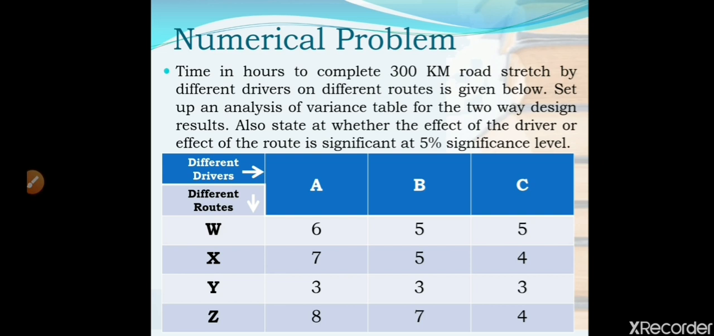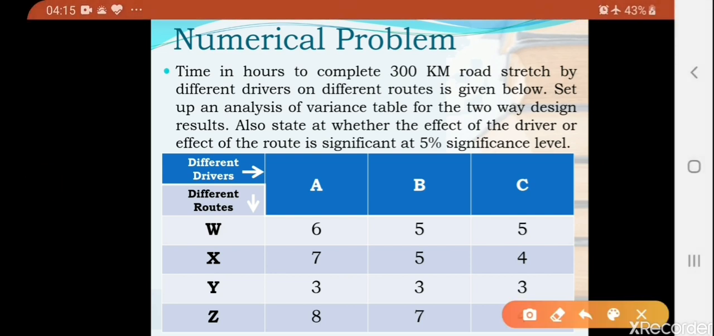So we will do this with the help of an example. Time in hours to complete a 300 km route stretch by different drivers on different routes is given below. Set up an analysis of variance table for the two-way design results. Also state whether the effect of the driver or effect of the route is significant at 5% significance level.